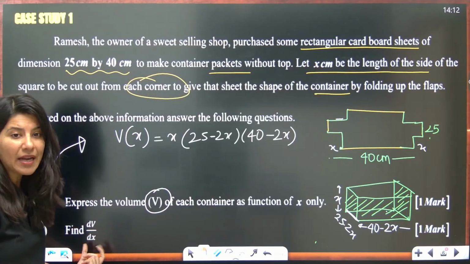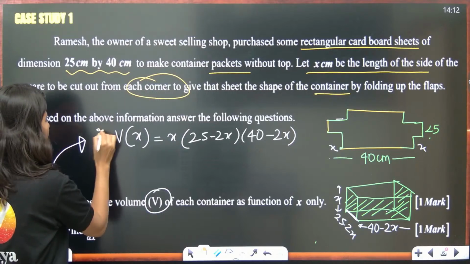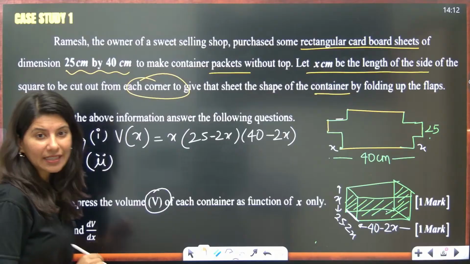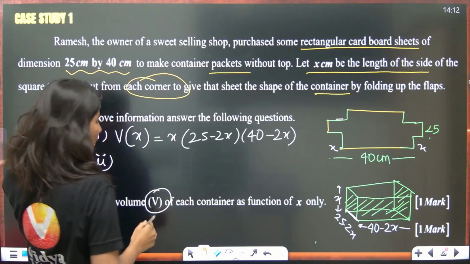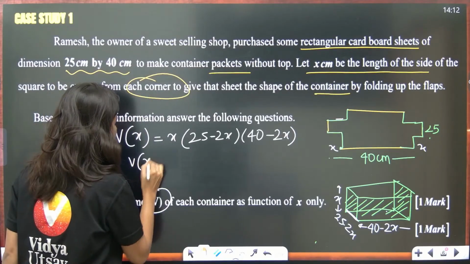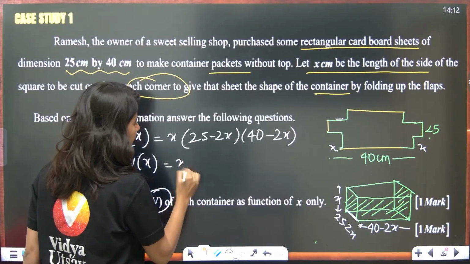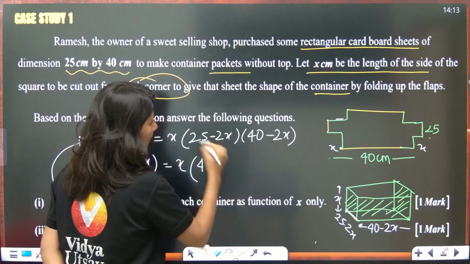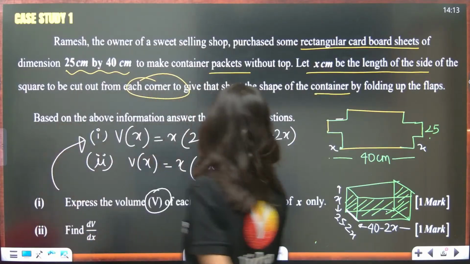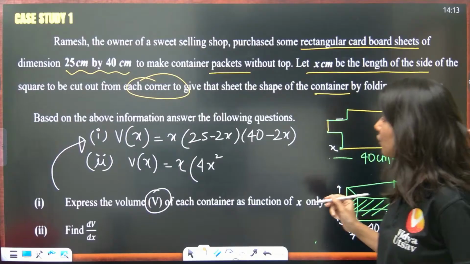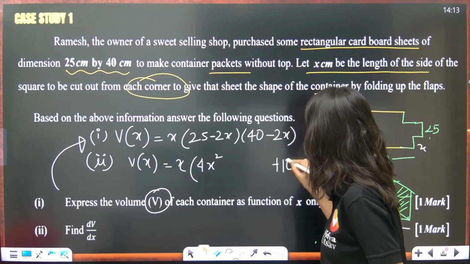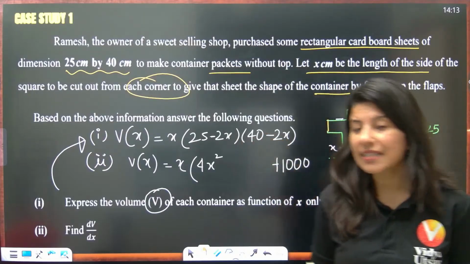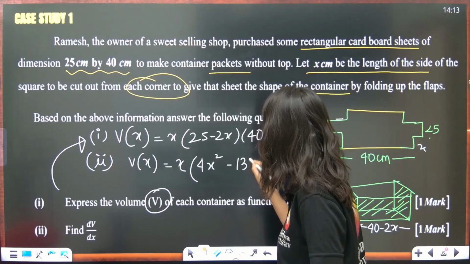Now dv by dx, part number 2. This is part number 1. Part number 2, dv by dx. So for dv by dx, what should I do? First of all, let's calculate v of x. X is there, correct? This is 2 2s are 4x square, and 25 into 40 will be 1000, so plus 1000 will be there. And this is minus 50 minus 80, so minus 130x.